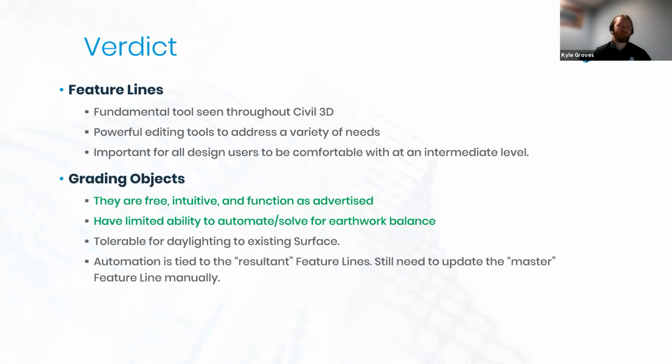The other thing about grading objects, and this matters in contrast to one of the CTC tools, is that the resultant feature lines are automated. If you do anything to that parent feature line, all of your children are going to update instantly. Now, if your design changes and you need to make that master feature line change, you're still going to need to update that master feature line, which is why we need to know how to edit a feature line in the first place.